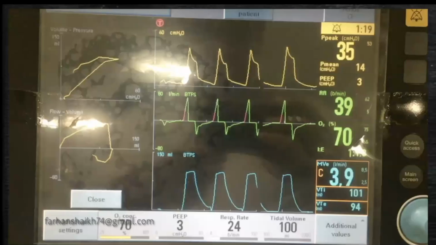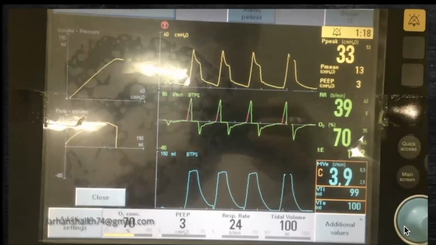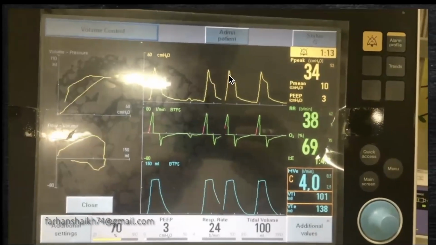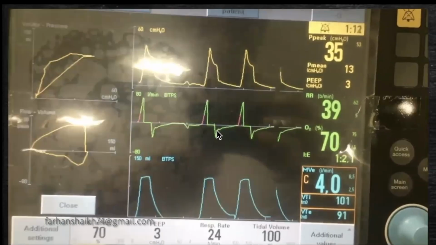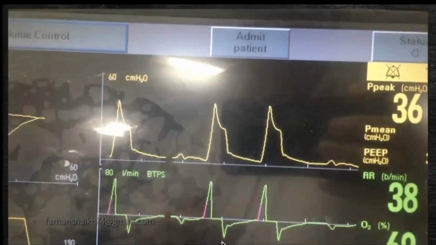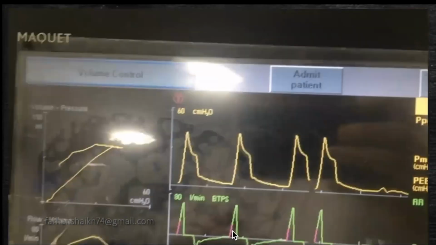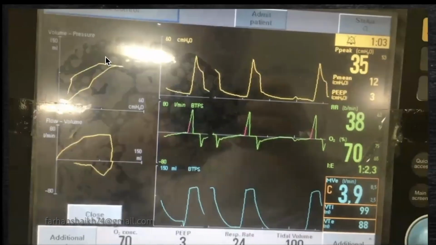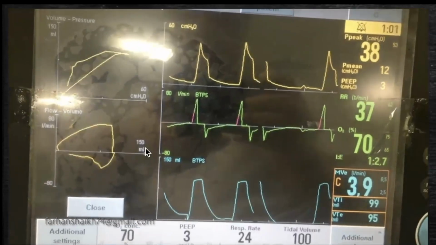So this is a patient with increased airway resistance. As you can see here, there is an increase in the distance between PIP and plateau pressure. You can see the expiratory flow is much less compared to inspiratory flow. You can see in the pressure volume loop, there is a pressure over distension peaking. You can see in the flow volume loop, the expiratory flow is so small and inspiratory flow is good.